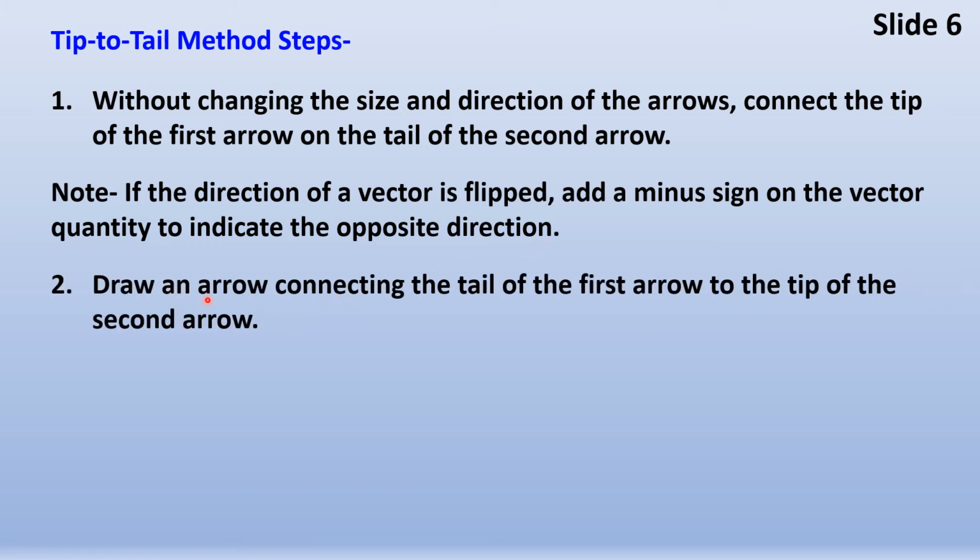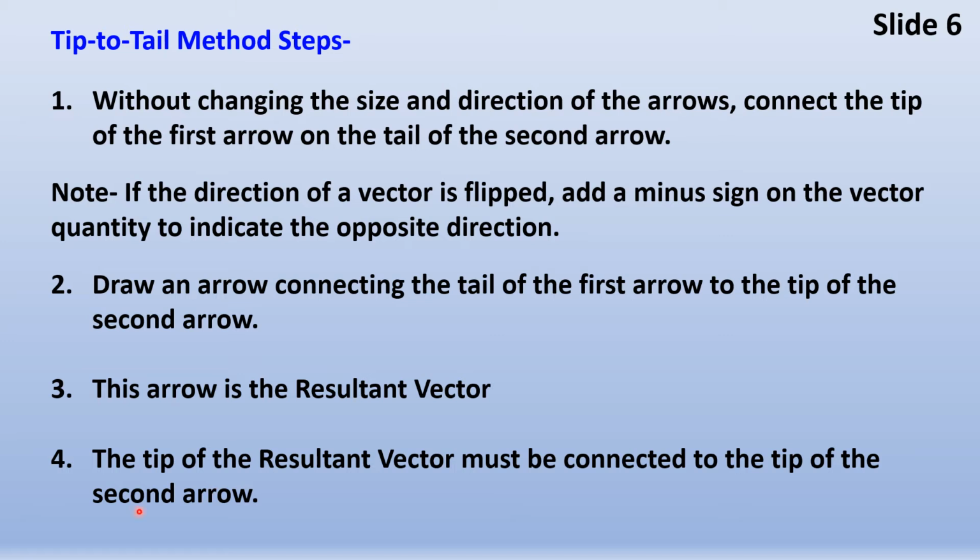Step 2. Draw an arrow connecting the tail of the first arrow to the tip of the second arrow. Step 3. This arrow is the resultant vector. Step 4. The tip of the resultant vector must be connected to the tip of the second arrow.